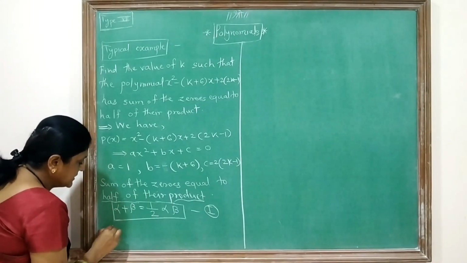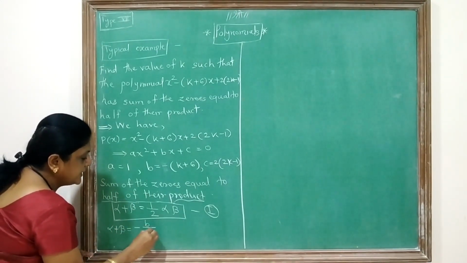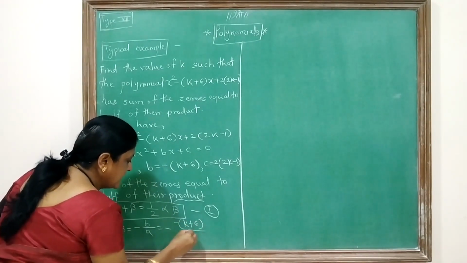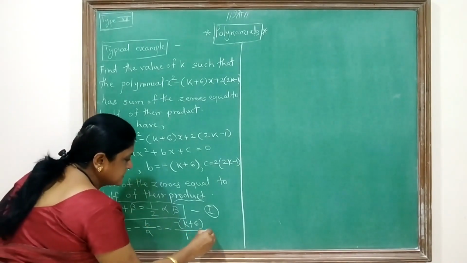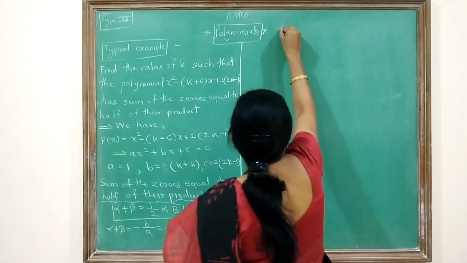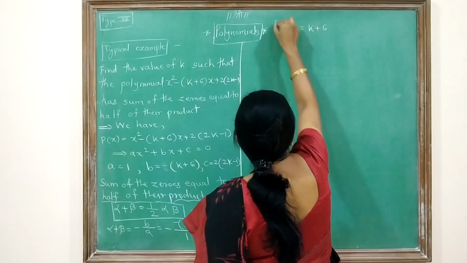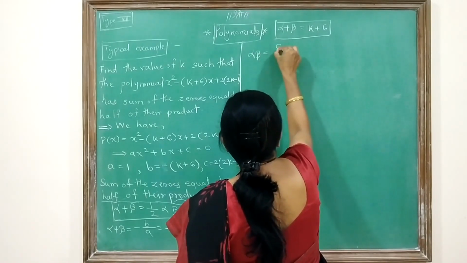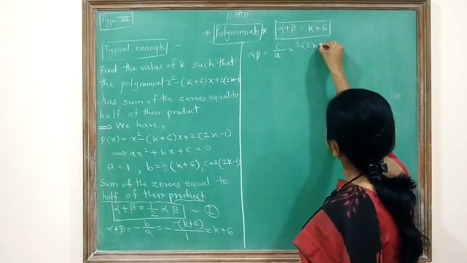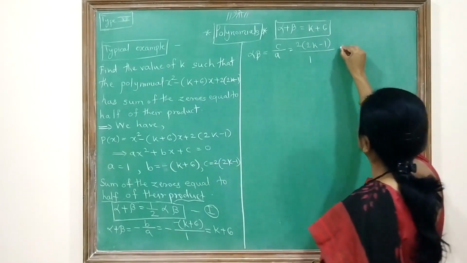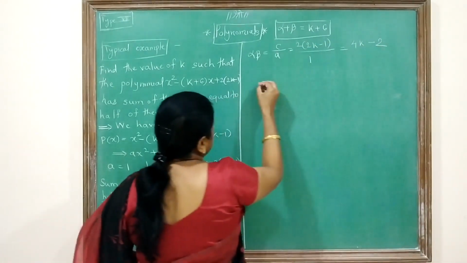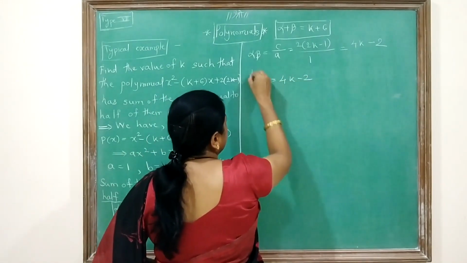Then, how can we find alpha plus beta? You will write alpha plus beta equal to minus b divided by a. What is the value of b? b is minus (k plus 6), divided by a, which is 1. This minus minus will be plus. Then you will write here k plus 6. So alpha plus beta is k plus 6. Then alpha beta, its formula is c by a. What is the c value? c is 2 into (2k minus 1) divided by a, which is 1. Then 2 into 2 is 4k, minus 2 into 1 is 2, divided by 1, means 4k minus 2. Then alpha beta value is 4k minus 2.